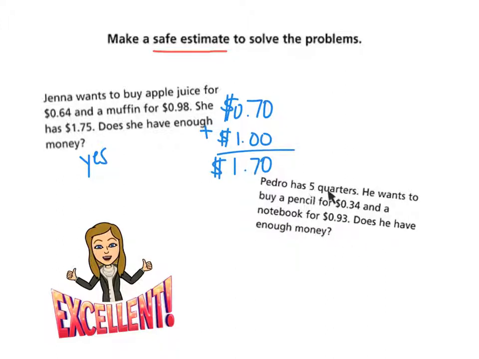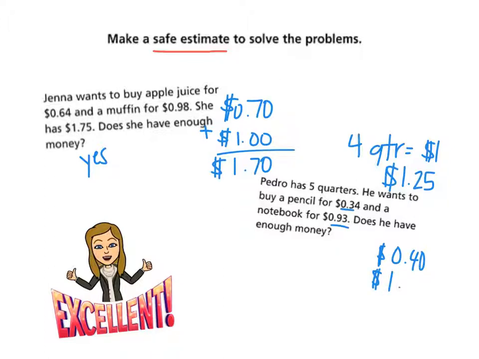Okay, so 5 quarters. Remember that 4 quarters equals $1. So if he has an additional quarter after that, Pedro has $1.25 with him. So 34 cents, again, remember I'm going to make a safe estimate and I'm going to round up to 40 cents just to be on the safe side. And 93 cents I'm going to round to about $1. So altogether, to get his items, he needs about $1.40. With his 5 quarters, no, Pedro does not have enough money.